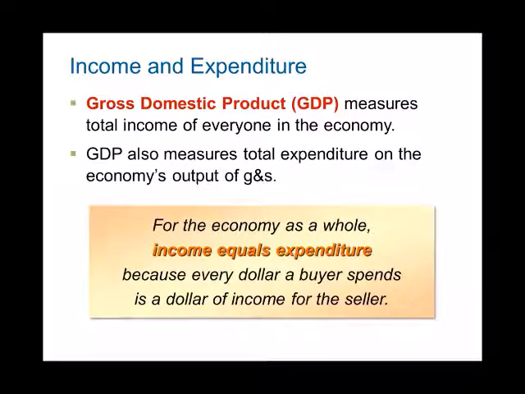So for the economy as a whole, income equals expenditure, not for individuals. For some individuals, income might be more than expenditure, or for others, expenditures might be more than income. But for the whole economy, total income equals total expenditure, and every dollar that a buyer spends is basically a dollar of income for a seller.